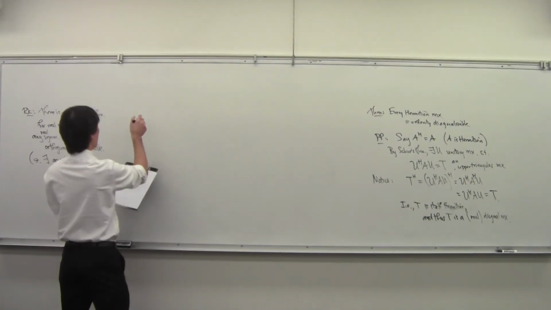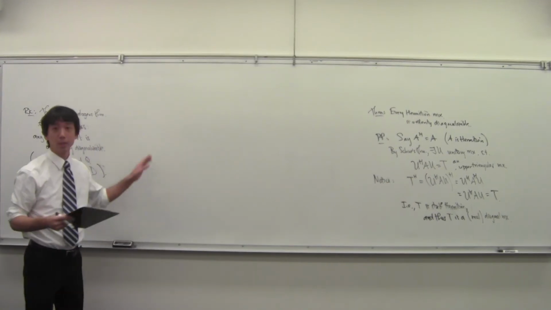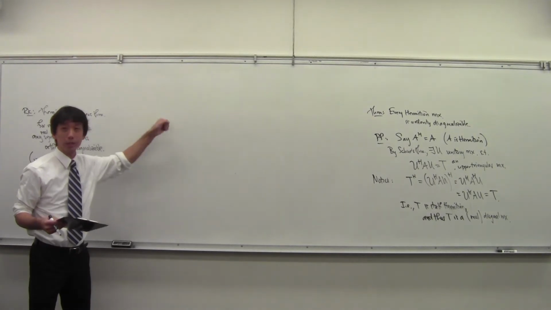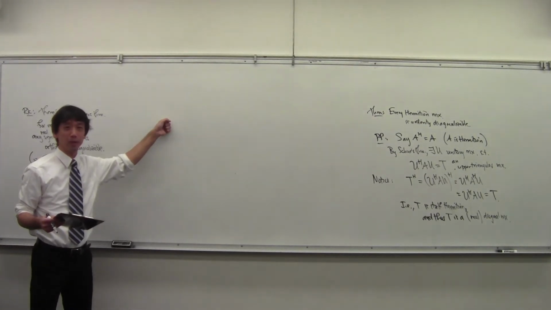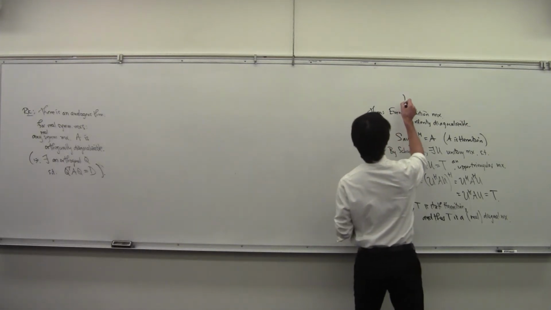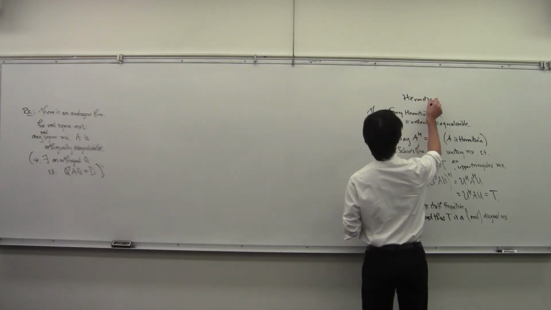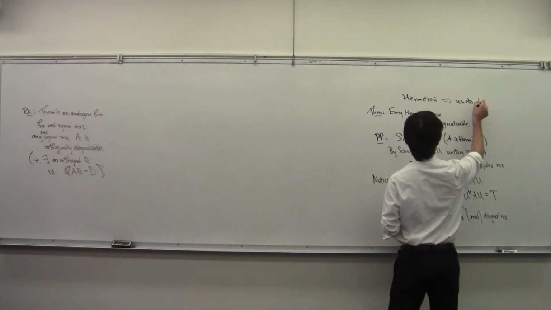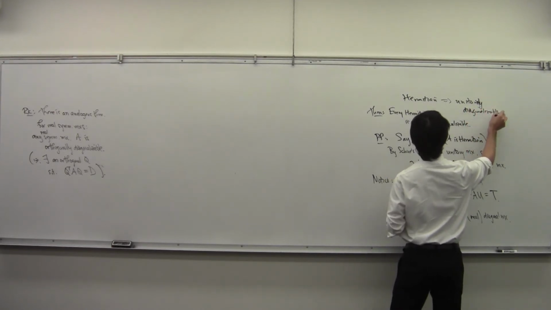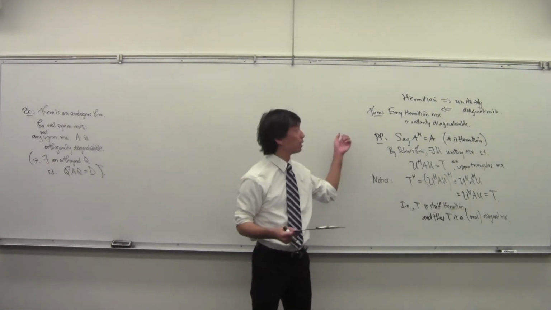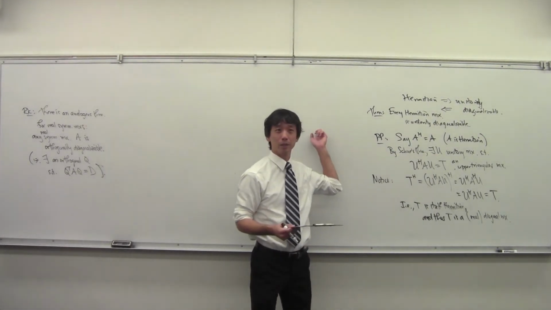What we just saw is that if you are Hermitian, then you are unitarily diagonalizable. So Hermitian implies unitarily diagonalizable, but the reverse direction is not true. It's not true that if you're unitarily diagonalizable, then you're Hermitian.